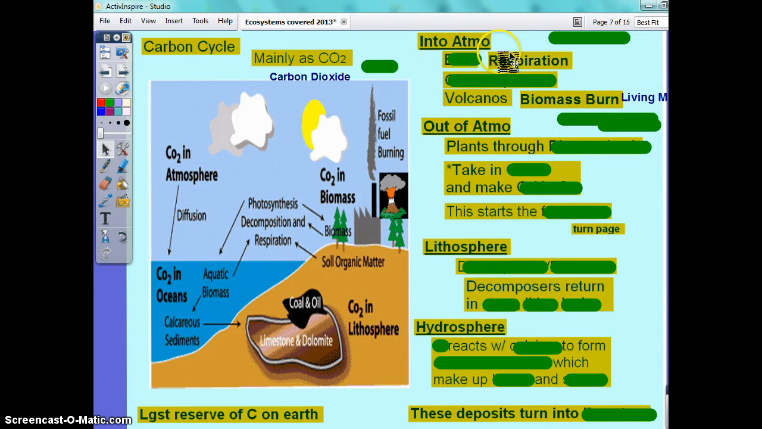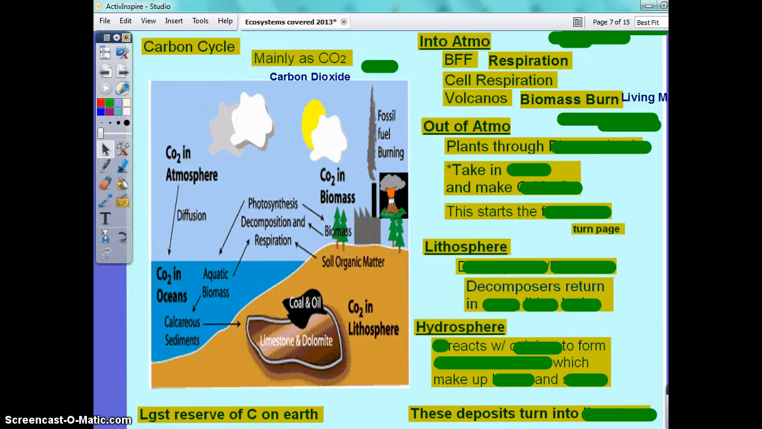What else produces carbon dioxide? Plants burning, right? What else? Oil. If you burn fossil fuels, and cellular respiration, which is different from respiration. Now it's in the atmosphere.